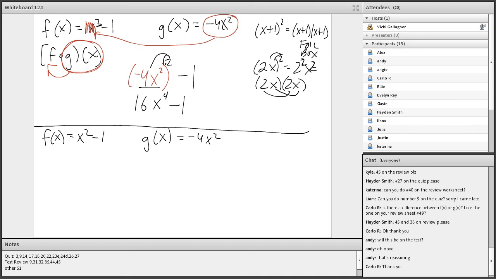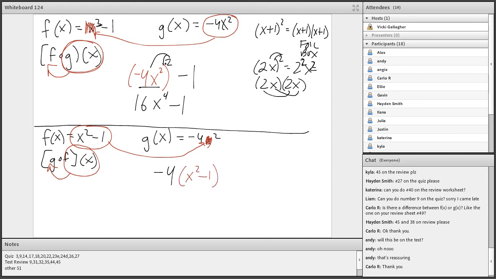Okay, and then the second one was just backwards, g composite f of x. So this time I'm going to take my f function, which is this thing, and plug it into my g function. So I'm going to put it right here. I'm going to keep the negative 4 in front, and instead of the x, I'm going to write x squared minus 1. And since the x was being squared, I do need to square this.